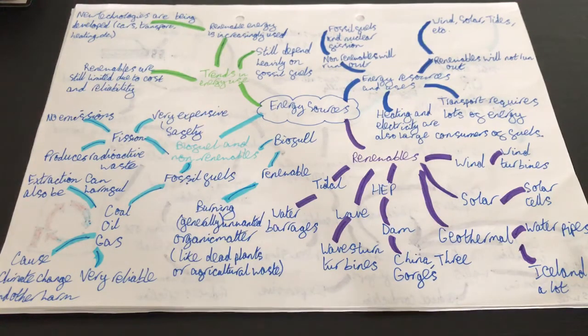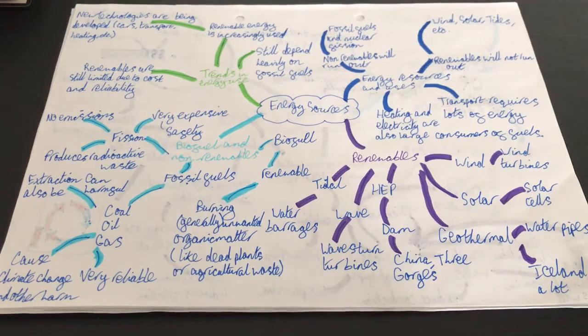So to finish off, let's talk about trends in energy use. As the global population increases, we're going to need more energy. As technology becomes more widespread, we're going to need more energy. So where do we get this energy from? At the minute, we still depend heavily on fossil fuels. They are the predominant energy source that we use, because they're so reliable and cheap, and it's not economic to move away from them at the minute.